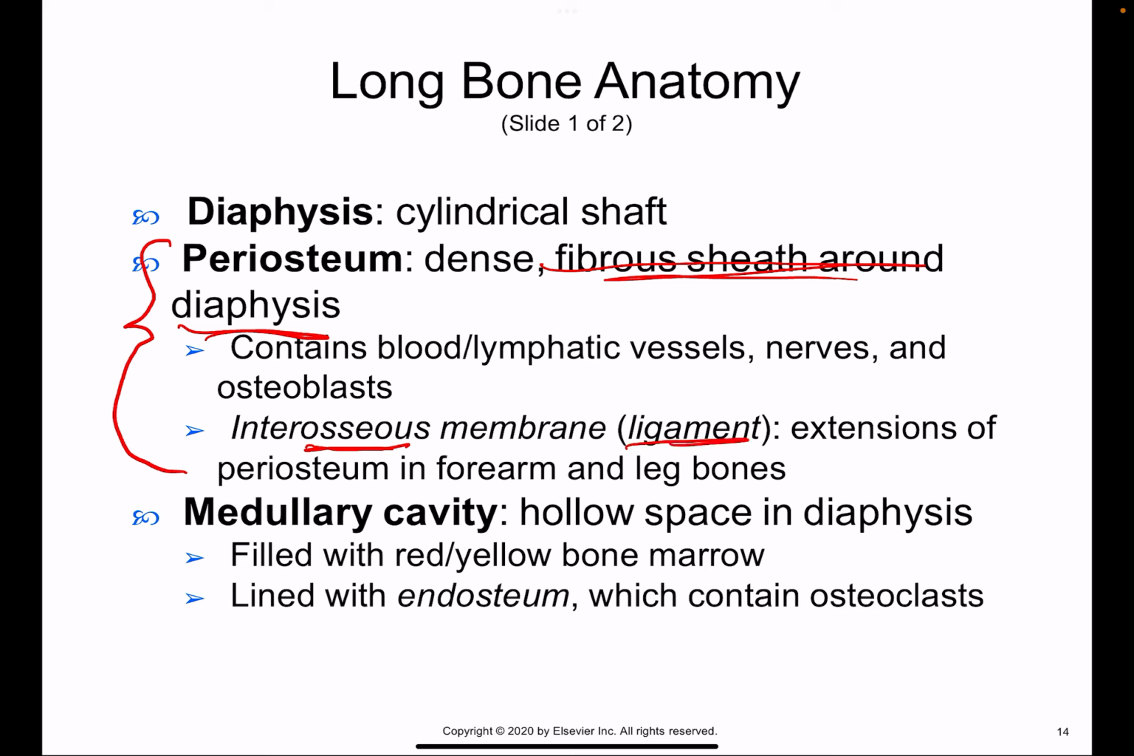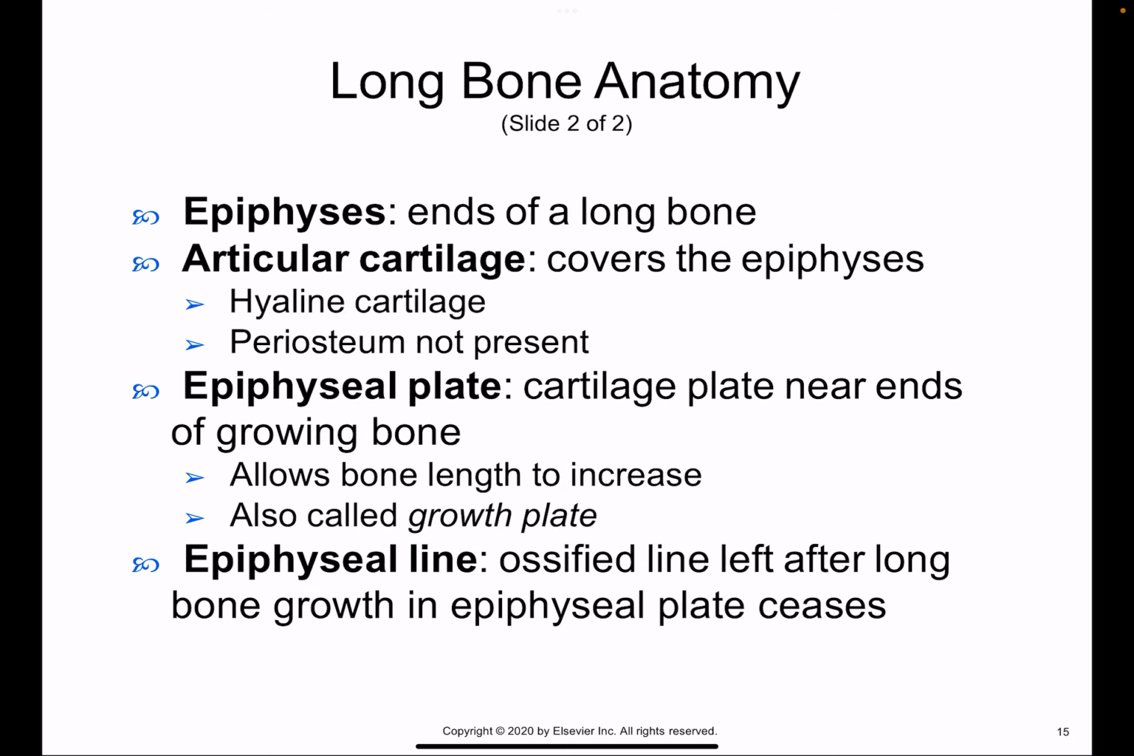These are extensions of the periosteum in the forearm and like bones. Very simple, it's just there's a little bit more steps in certain parts. Now, the medullary cavity, this is a hollow space in the diaphysis, and this is where the red and yellow bone marrow is going to be. And it's going to be lined with the endosteum, which is going to contain osteoclasts.